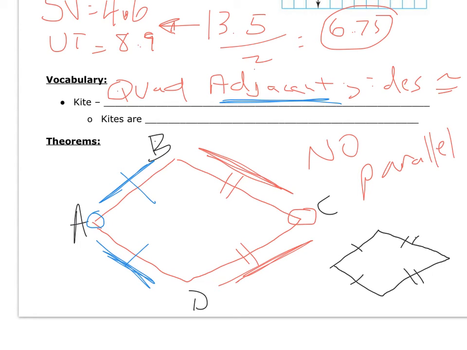I'm going to go ahead and connect and draw diagonals. So I'm going to draw this long diagonal right here, and I'm going to draw this other diagonal right there. In a kite, you always have the opposite angles that are opposite.